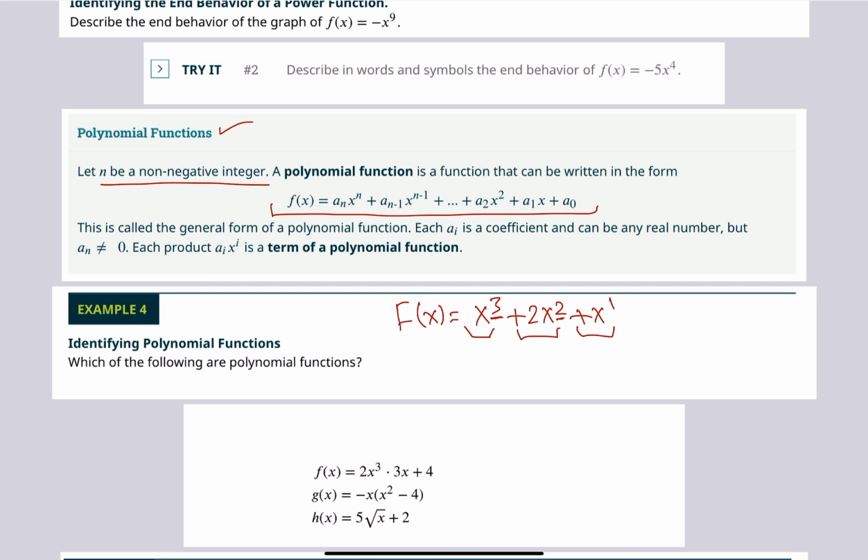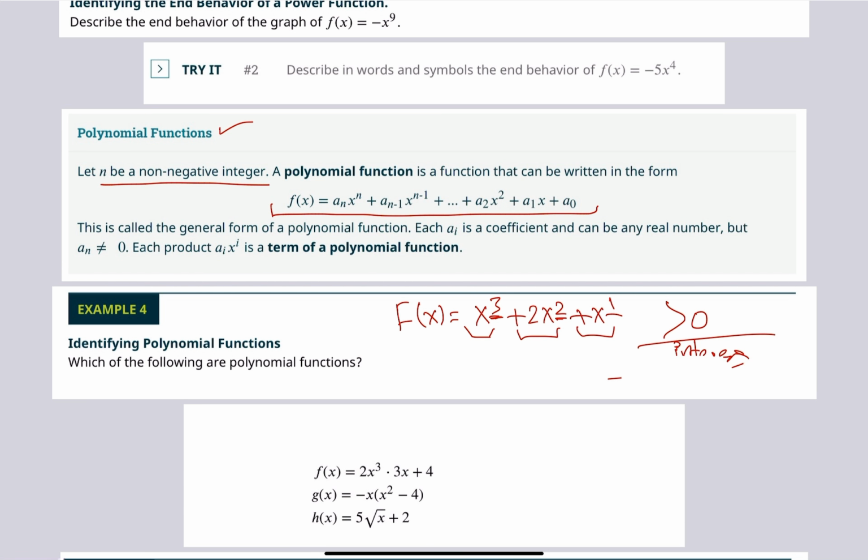We have 1, 2, and 3. We don't have any negative integers, and we don't have any decimals as well. So let's say f of x equals x to the 1/2 plus x to the 1/3. This is not a polynomial function. Why? Because the powers must be positive. Let me write that down. All the powers must be positive, and they must also be integers. So keep that in mind. Integers and positive.